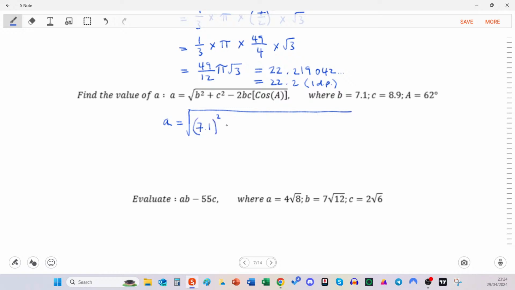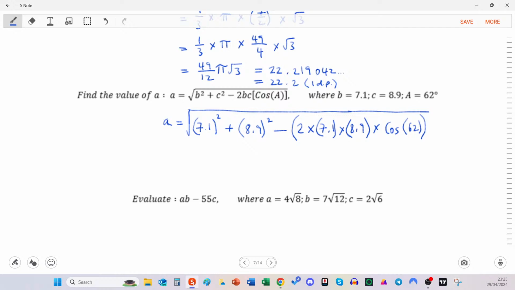7.1 squared plus 8.9 squared, take away. This is where I actually put this in another bracket. 2 times b, which is 7.1, times c, which is 8.9, multiplied by cosine. See how long that needed to be, eh? Multiplied by cosine of 62.